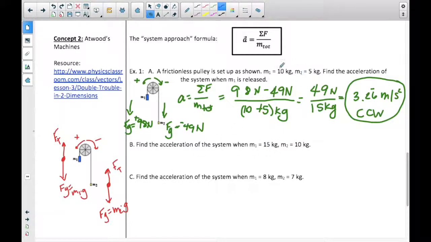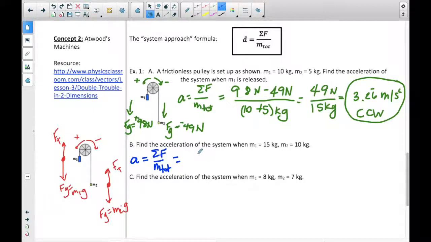So notice this total mass was 15 kilograms, but the difference between them, do you see how the difference is 5 kilograms? So here I have another one whose difference is 5 kilograms, but their total mass is different. So let's see what happens when we do this.